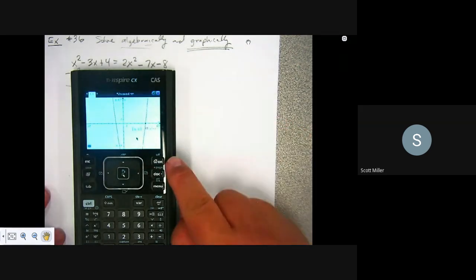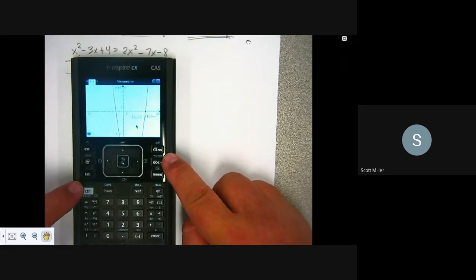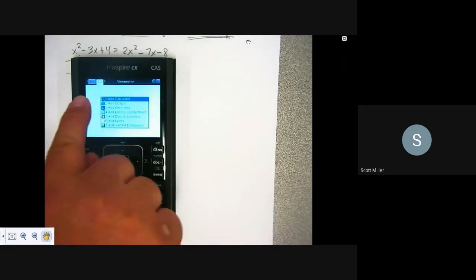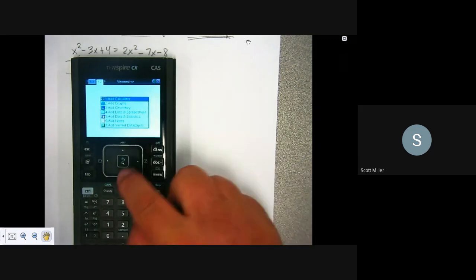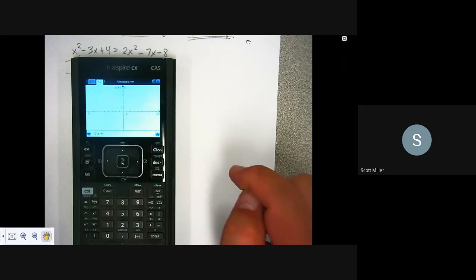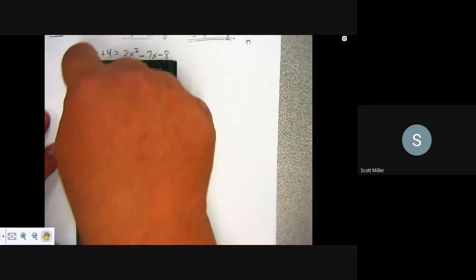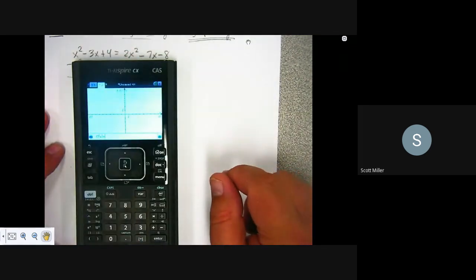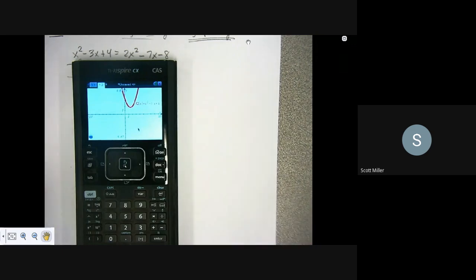So let's open up a new doc. If you look right here, it says plus page. That means I'm going to hit Control and then Doc, and it'll open up a new page. See, 1.2. And I want this one to be a graph also. Going back to a clean screen now. I'm going to graph the left side right now: x squared minus 3x plus 4. Type it in, hit enter. There it is.